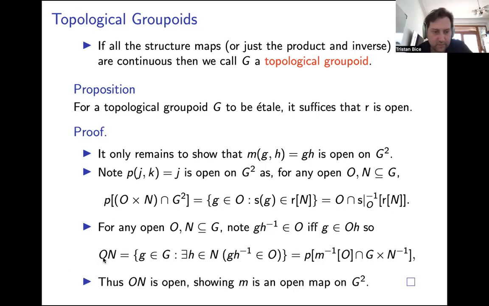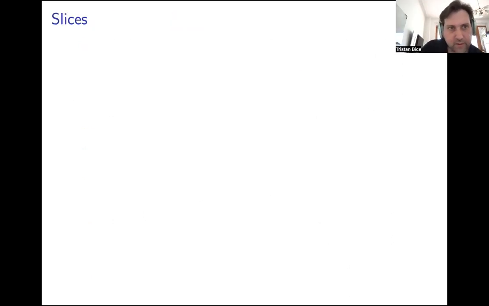So that finally gets us what we want. This product here, where you're looking at all the valid products. You won't always be able to multiply any element of O with any element of N, but all those ones which are valid products, this shows that this is indeed an open set. So M is indeed an open map on all those composable pairs.